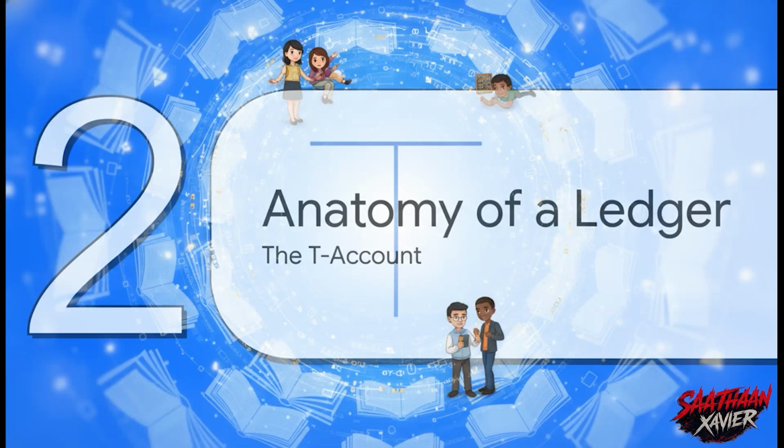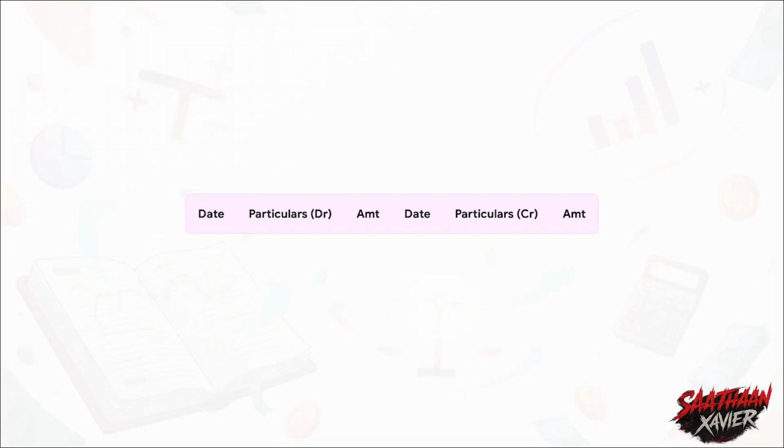Moving right along to Section 2, Anatomy of a Ledger, the T account. Let's see how this whole sorting system builds into the actual physical structure of a ledger page. If you were to open up this principal book, what are you actually looking at? Well, it brilliantly illustrates the classic T account shape.